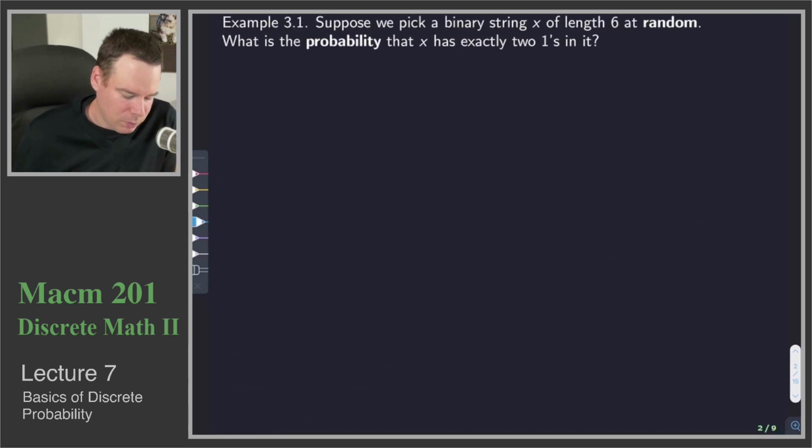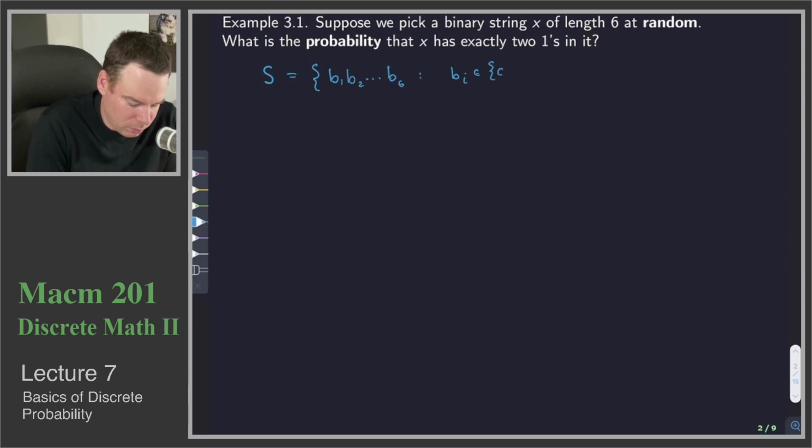Suppose we pick a binary string x of length 6 at random. What is the probability that x has exactly 2 ones in it? So let's collect together some of the information that we have in this problem. So we've got this set S, which is going to be our set of binary strings of length 6. So I'll write those out, B1, B2, all the way up to B6, where those Bi are the digits of our binary string, so that's going to be 0 or 1 for each of those positions.